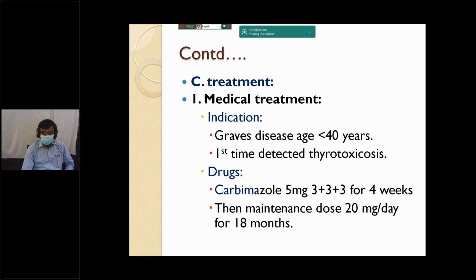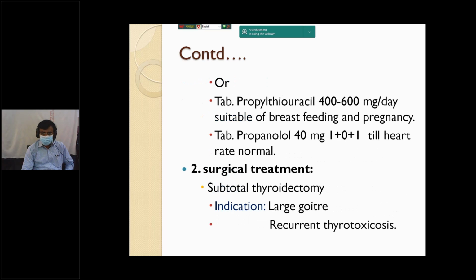First, medical treatment. Indications of medical treatment: Graves' disease, age less than 40 years, and first time detected thyrotoxicosis. These are the indications of medical treatment. And drugs in medical treatment are carbimazole, 5 milligram tablet, 3 times daily for 4 weeks. Then maintenance dose 15 to 20 milligram daily for 18 months. Tablet thyroxine 400 to 600 milligram per day, suitable for breastfeeding and pregnant patient. Tablet propranolol 40 milligram BD till heart rate normal.